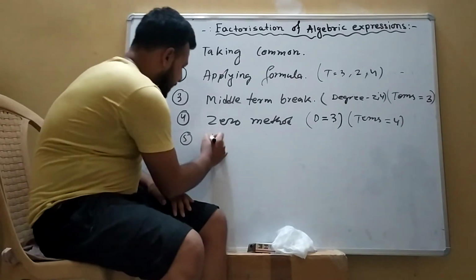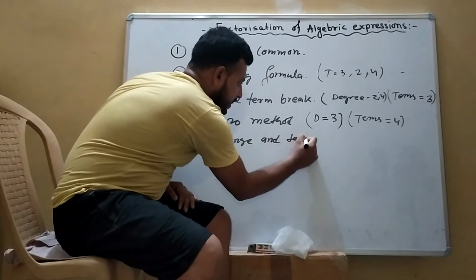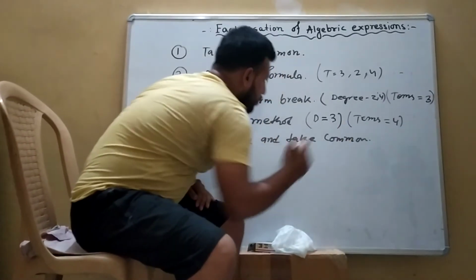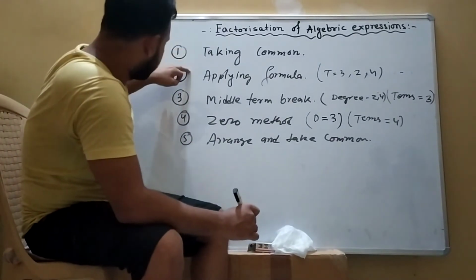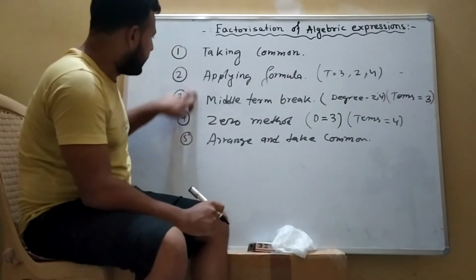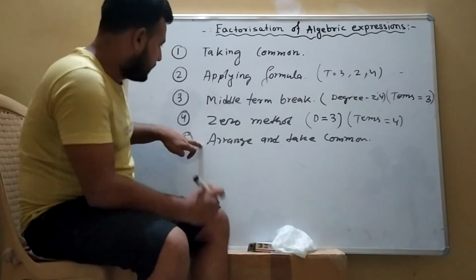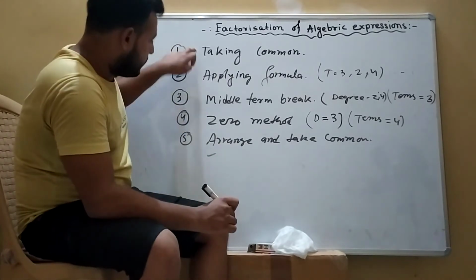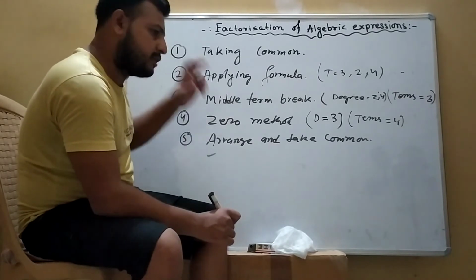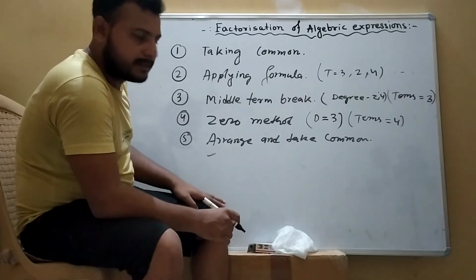That is arrange and take common. When the first, second, third and fourth methods fail, when all of these fail to solve the question, then you will go for arrange and take common. And this is the last process. If these fail, then you have to go for arrange and take common. By this one, at the last, you can solve. Otherwise, we don't have any methods to solve this.